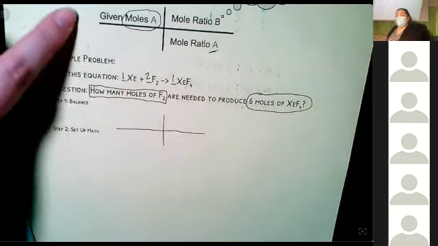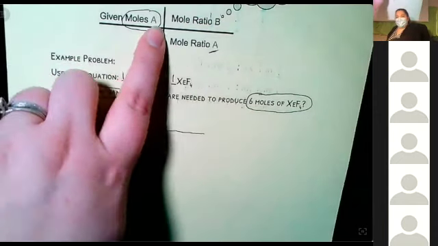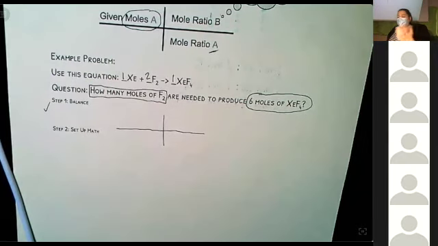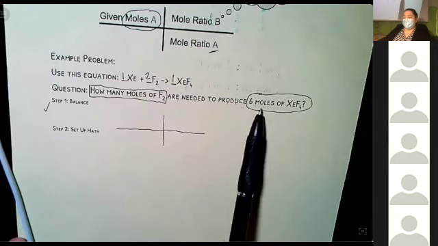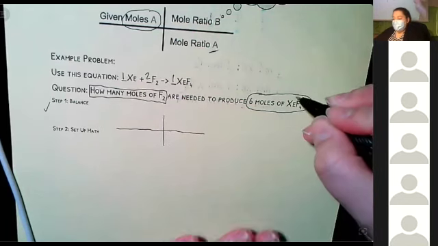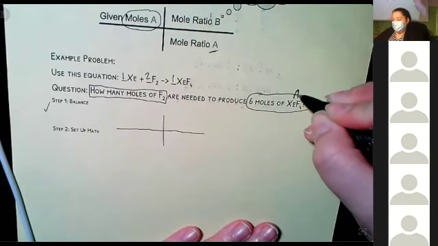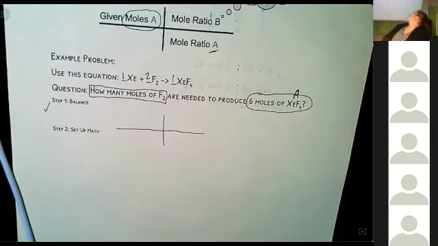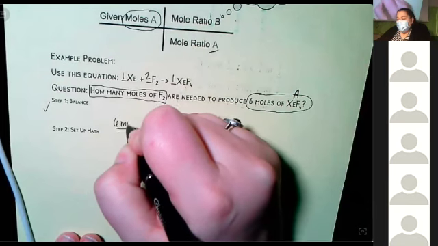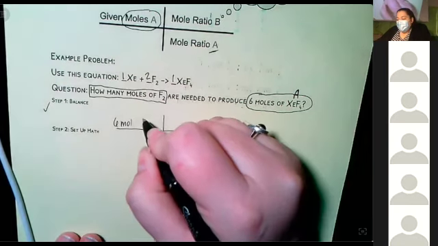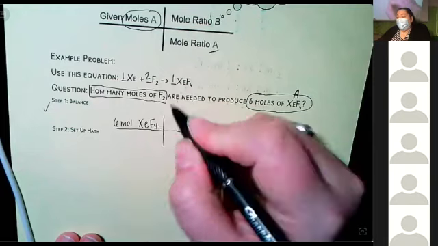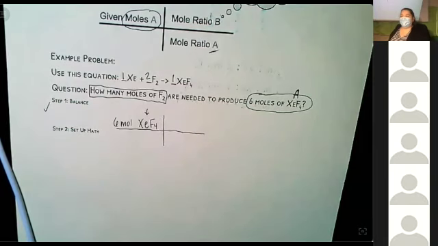So it says here that we're going to do given moles of substance A. So whatever the problem gives us. They gave us 6 moles of XeF4. That means that XeF4 is now A. That's substance A. So it gave us 6 moles of XeF4. You have to write the XeF4 part. I have not pushed it for unit 1, but for unit 2, you have to.